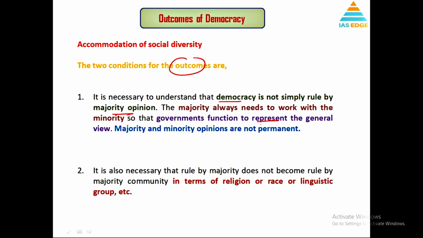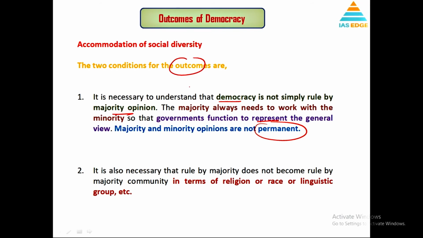So you have to find an outcome to the problems of society. There are two conditions for the outcome. It is necessary that democracy is not simply ruled by majority opinion. The majority always needs to work with the minority, so that government functions to represent the general view. Majority and minority opinions are not permanent.